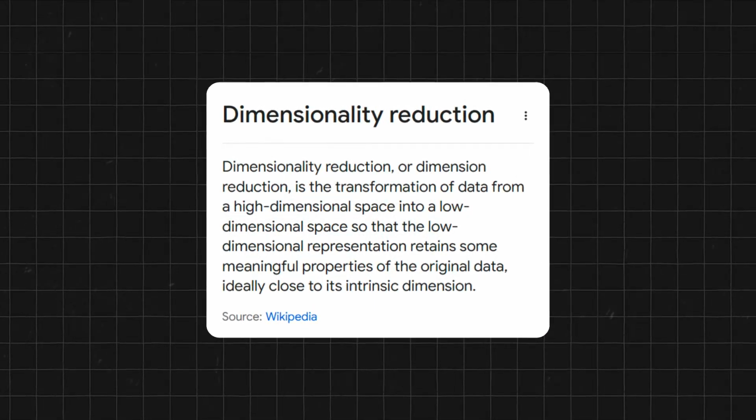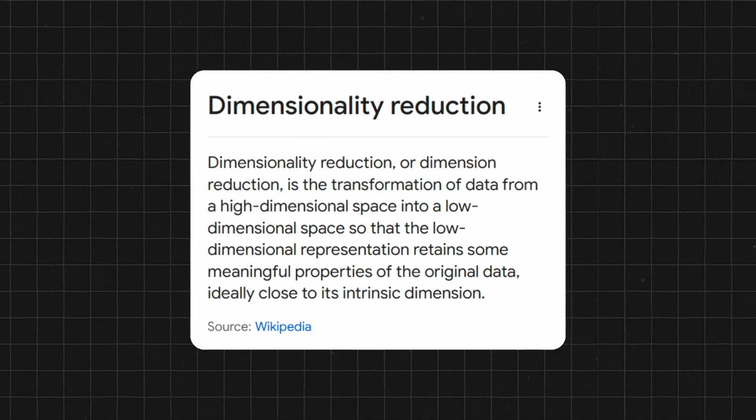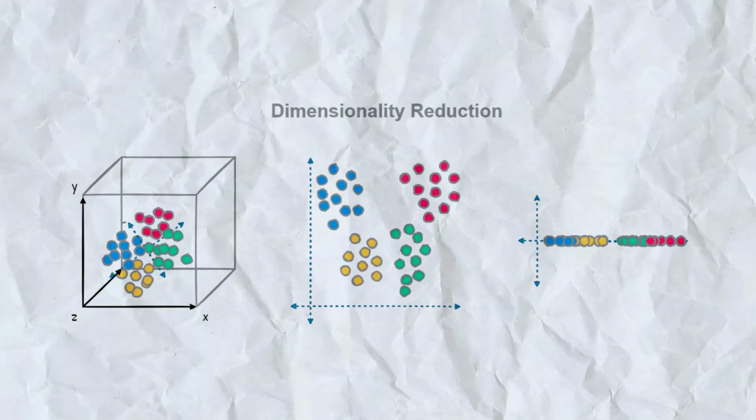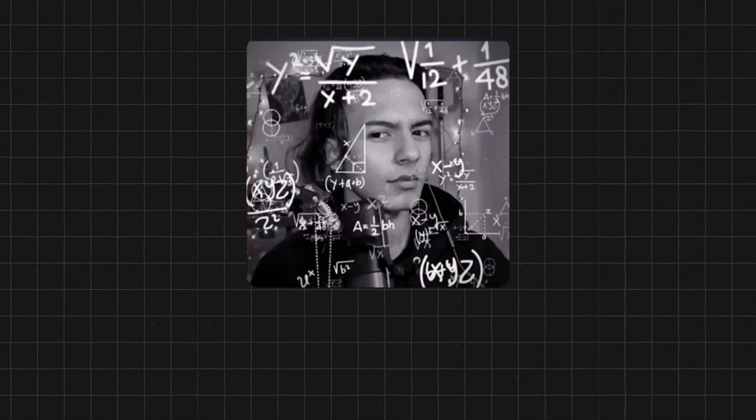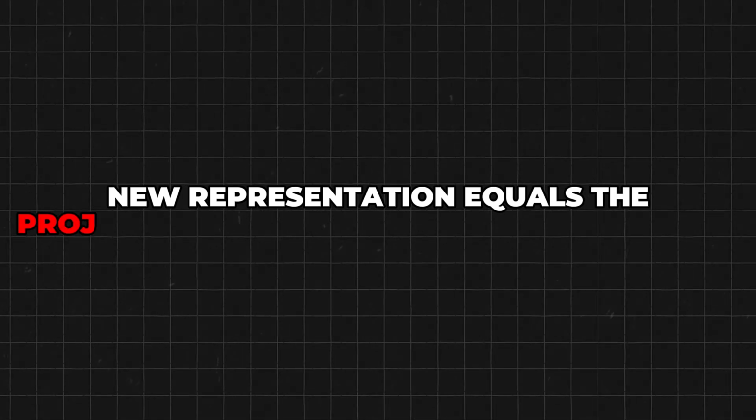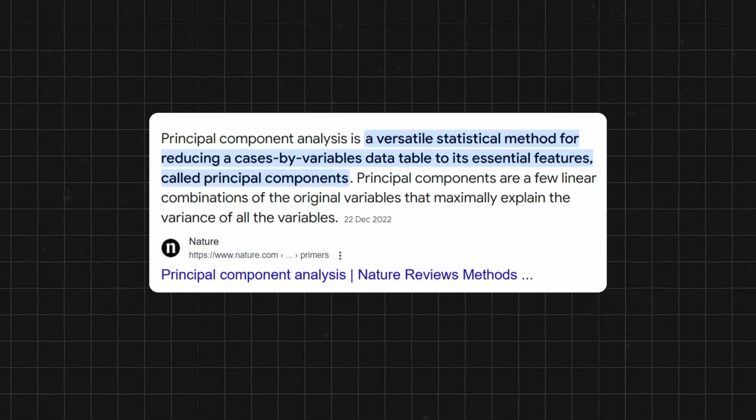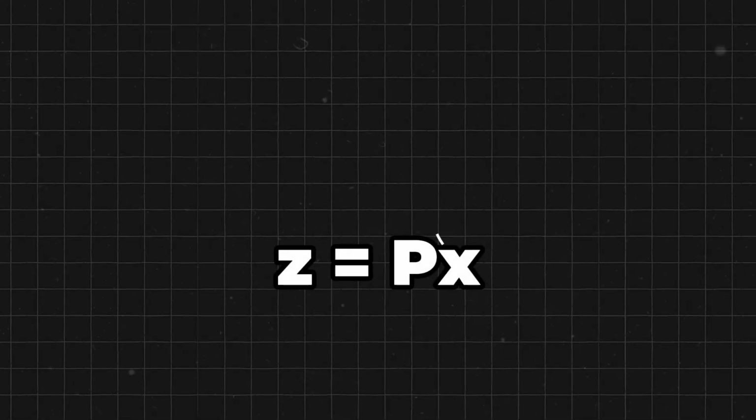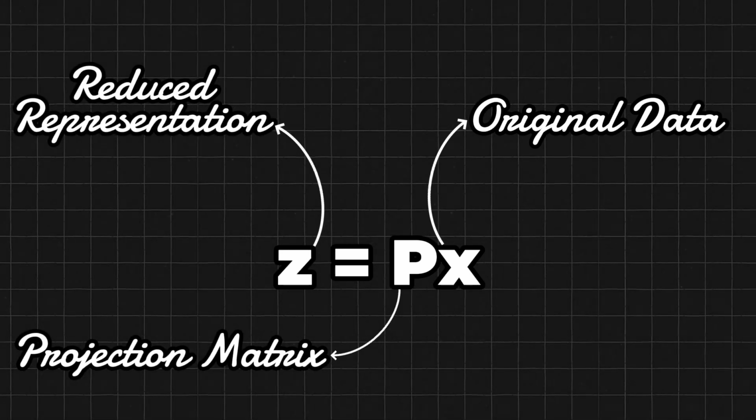When faced with data sets containing many features, reducing the number of dimensions can simplify analysis and visualization while retaining the essential structure. A common linear approach projects the high-dimensional data onto a lower-dimensional subspace using a transformation matrix. While the basic formula is that the new representation equals the projection matrix times the original data, the underlying process involves finding the optimal subspace that captures the most variance, which can be achieved by methods such as principal component analysis, or PCA. Here, X is the original data, P is the projection matrix, and Z is the reduced representation.